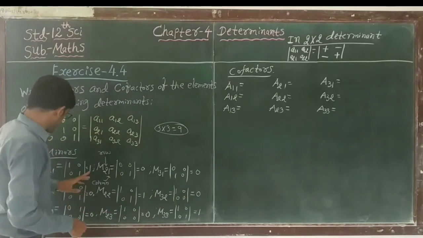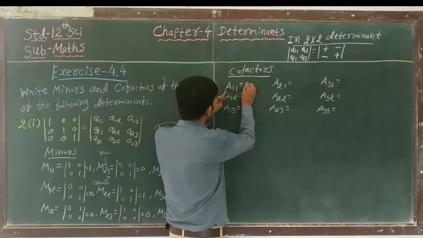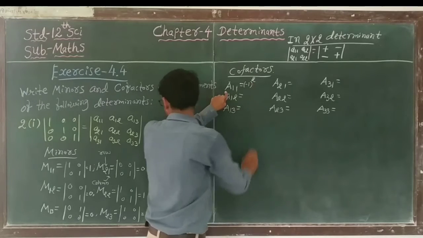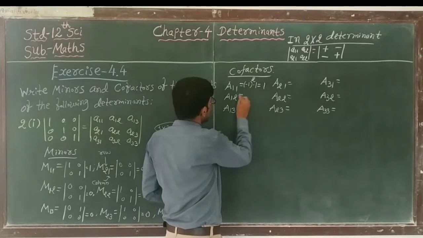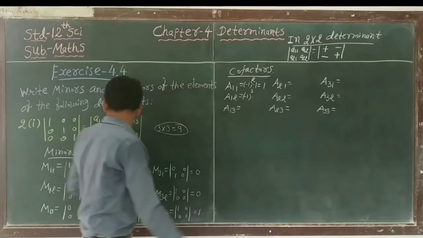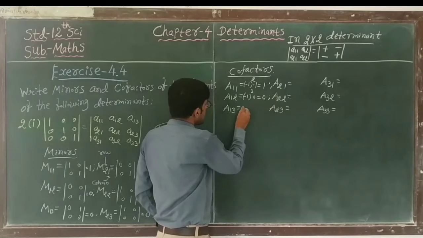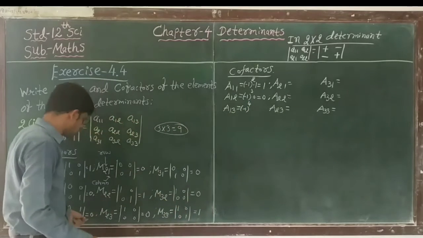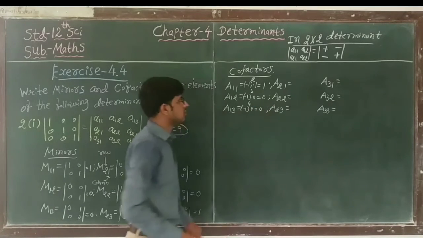Here first of all write down M11. A11 means minus 1 raised to 2 into M11. M11 gives 1, so into 1 is equal to 1. A12 means minus 1 raised to 1 plus 2, 3, into M12 gives 0, so the answer is 0. Here minus 1 raised to 1 plus 3, 4, into M13 is 0, because we have to multiply with the minor, so it gives 0.